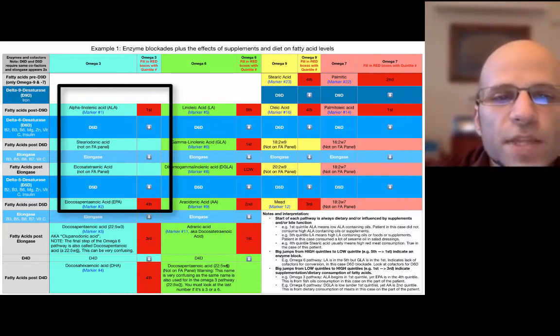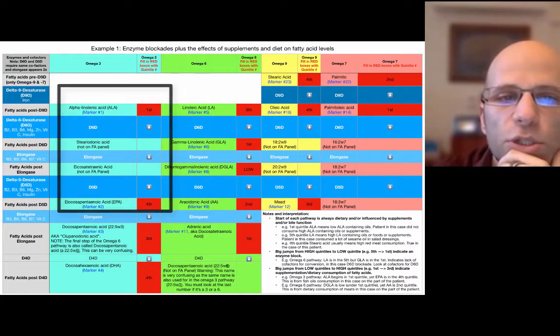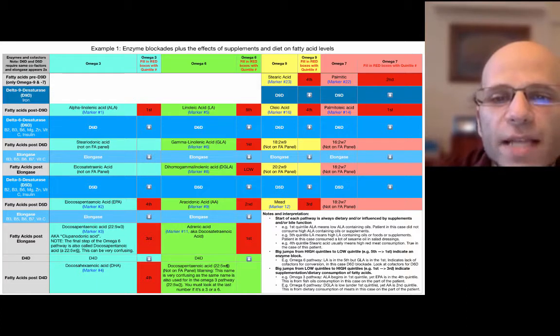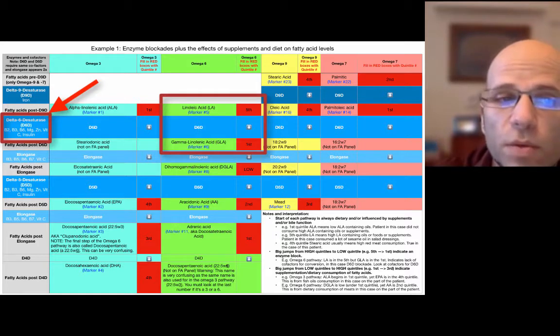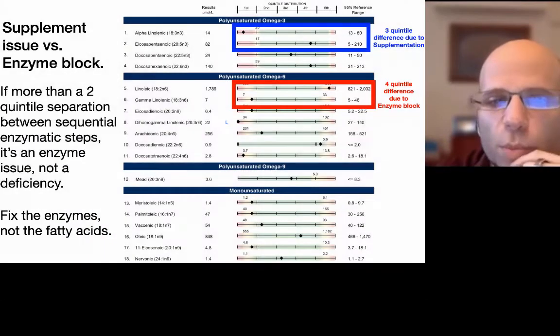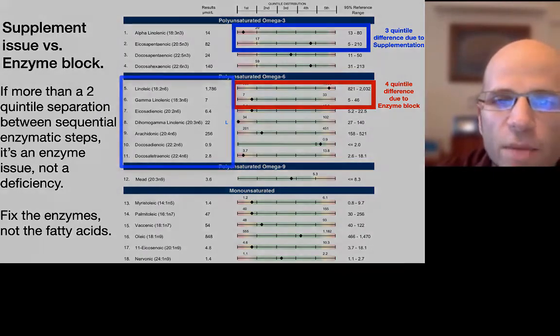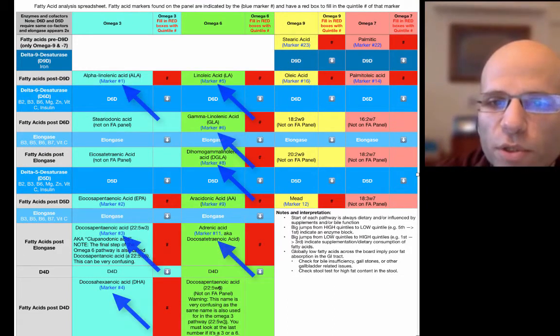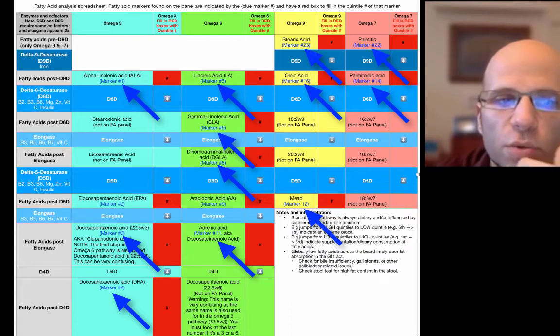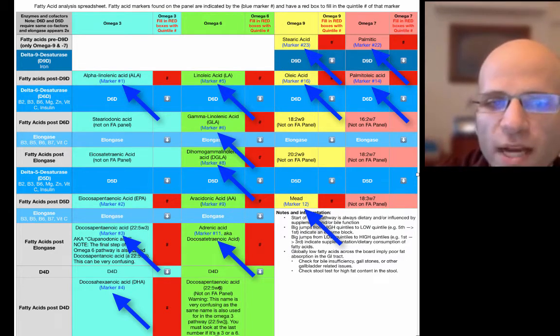So that's the intention of this chart, is to show where is the enzyme block. In this case, it's delta 6 desaturase. So I know that I just need to supplement with these cofactors and coenzymes. And I'm also showing here how, unfortunately, the way this is reported, it's not in accurate order visually here, which is why I had to make the chart and put in these, in blue, these marker numbers, so that you can put in the correct quintile to then see what's actually going on with the fatty acids.